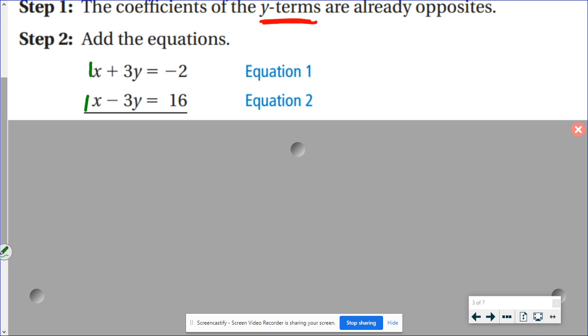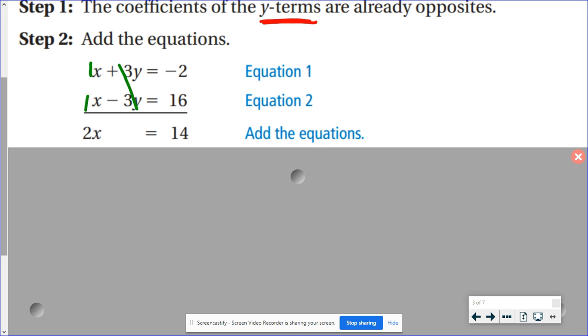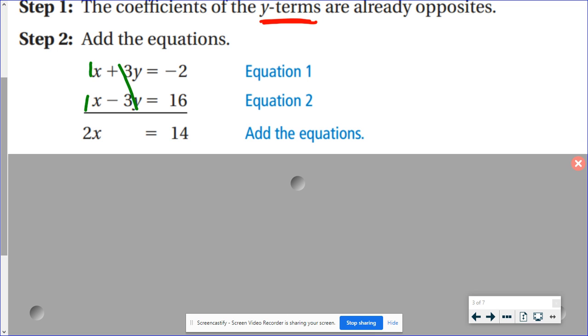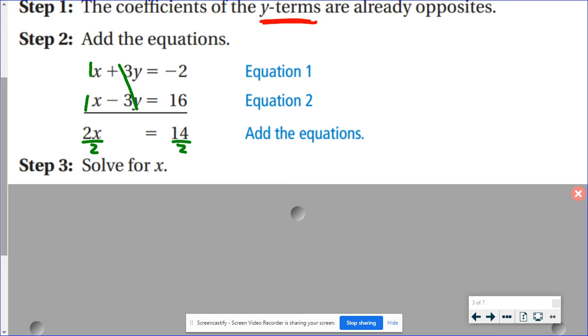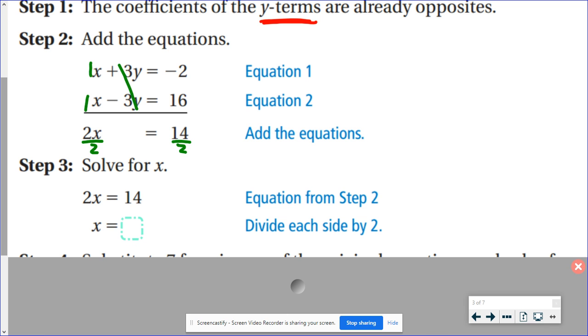But I want you to really notice the y's. Positive 3y and a negative 3y. Those two would really go away. I'm not going to write 0y. I am just going to eliminate the y's. So when I do that, I end up with 2x, when I add the x's together, equals negative 2 plus 16 is 14. And then we know how to solve this. Let me get just a little bit more space here. You know that you're going to divide by 2. And when I do that, I get that x is going to be 7.